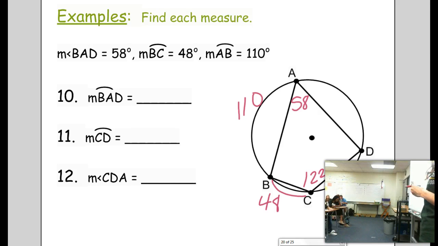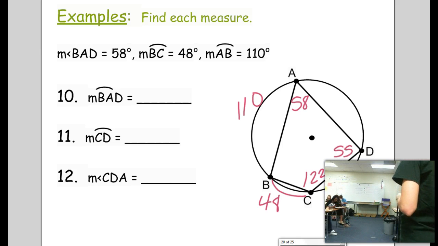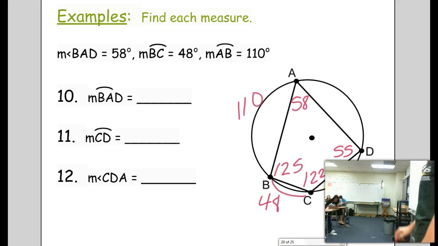An inscribed angle is half the arc. So Omar already said the answer. What is it? 55. Very good, Omar. Take the arc and divide by 2. Find 180 minus 55, which is 125. Look, we're finding everything we need.